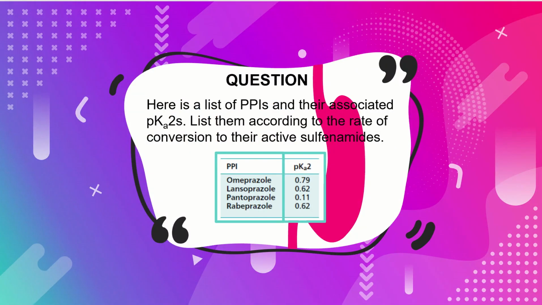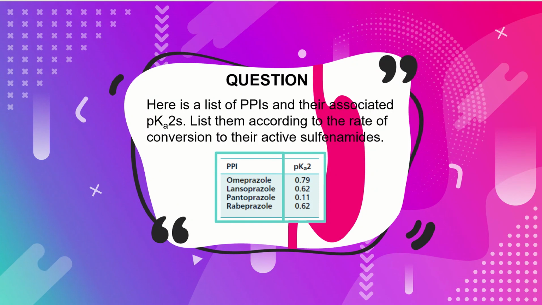All right, so we have another question. Here is a list of PPIs and their associated pKa2s. List them according to the rate of conversion to their active sulfonamides. So arrange them in terms of how quickly they are converted to their active sulfonamides.